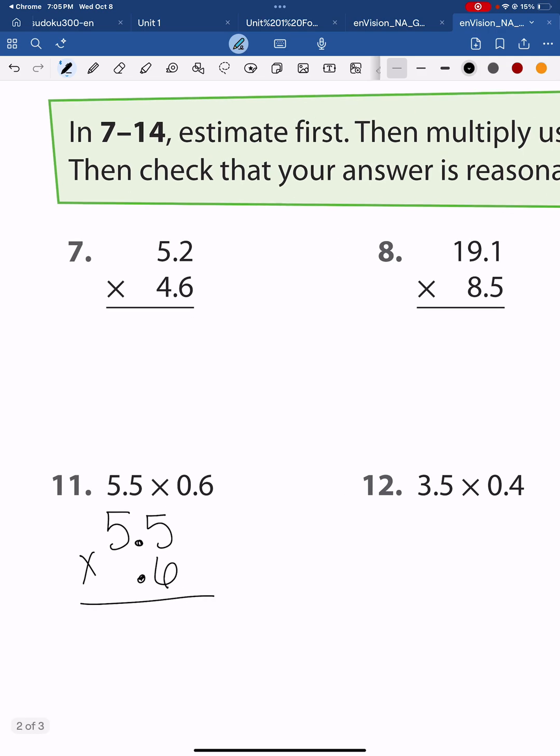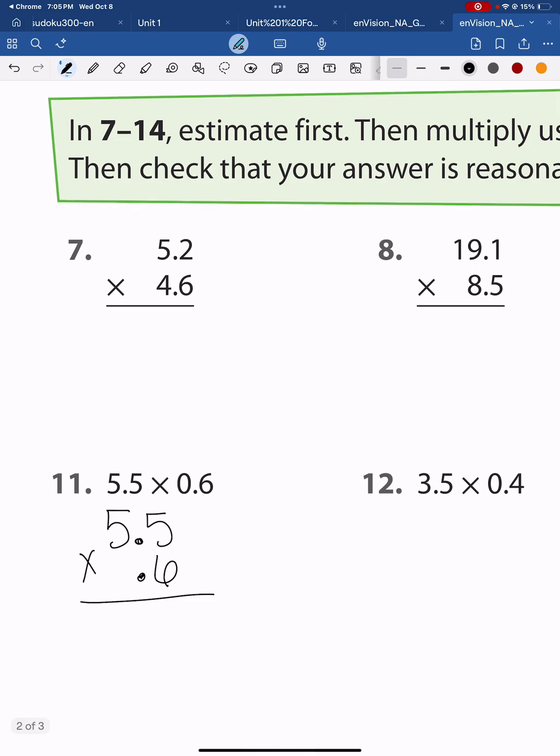Because when you are multiplying decimals, you are forgetting the decimals are even there in the beginning of this process. So we kick the decimals out. We're just going to pretend like they're not there, and we're going to multiply this as usual. So you will multiply this 6 by this 5 and by this 5. So 6 times 5 is 30. So we have a 0 and we carry the 3. 6 times 5 is 30 plus our carry is 33.